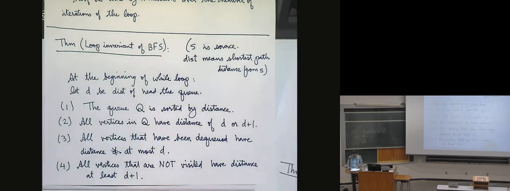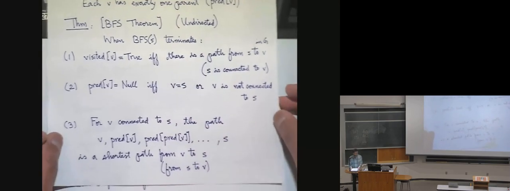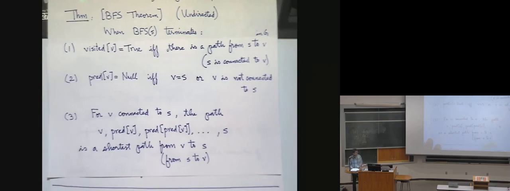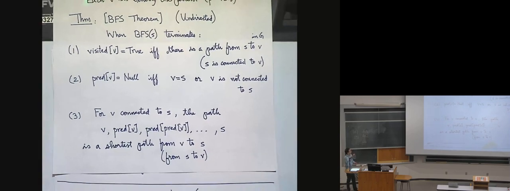Okay, so BFS theorem, loop invariant, and I'm just going to read these statements out again, just to give you time to absorb them. So recall, the BFS theorem was talking about the visited array and the predecessor array, and the fact that if you keep following predecessors, you end up at a shortest path.